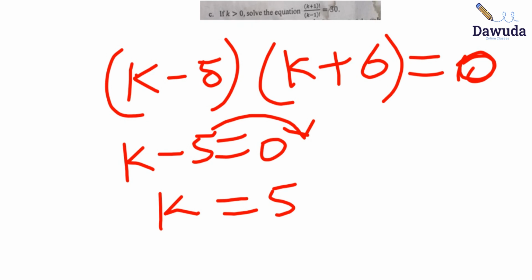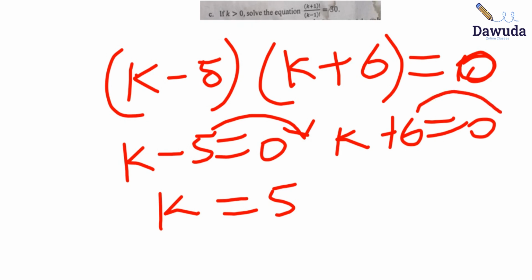And the second one, we have k plus 6 is equal to 0. Since it's positive 6, when you bring it across the equal sign, it becomes negative 6. So we now have k equal to minus 6. So k is equal to either 5 or negative 6. When you substitute either 5 or negative 6 inside the quadratic equation, it should satisfy it, right?